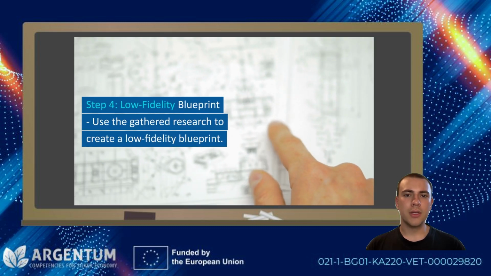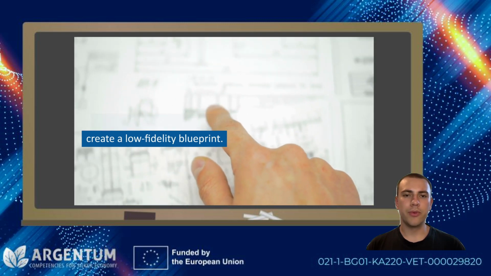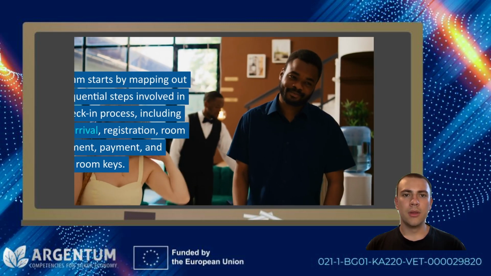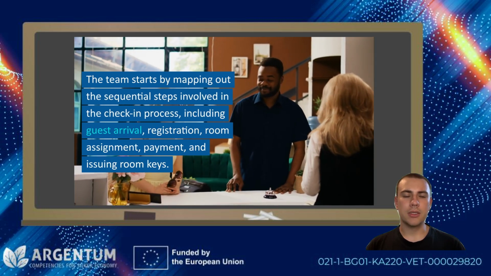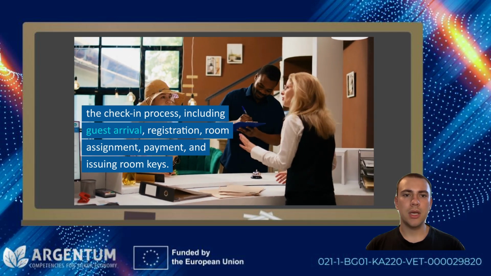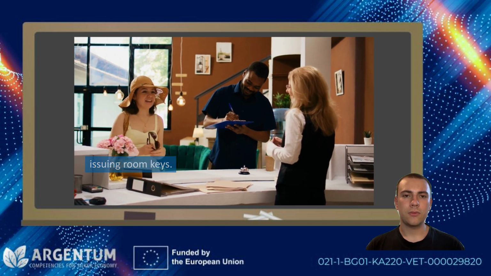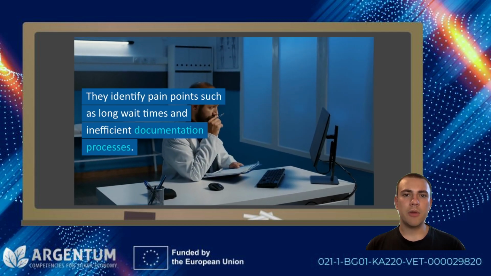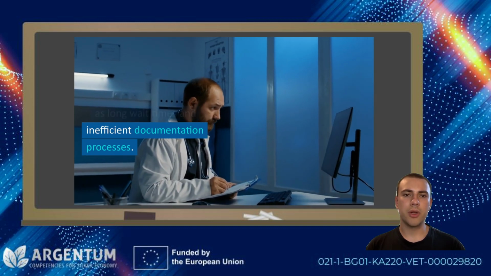Step 4. Low-fidelity blueprint. Use the gathered research to create a low-fidelity blueprint. The team starts by mapping out the sequential steps involved in the check-in process, including guest arrival, registration, room assignment, payment, and issuing room keys. They identify pain points such as long wait times and inefficient documentation processes.